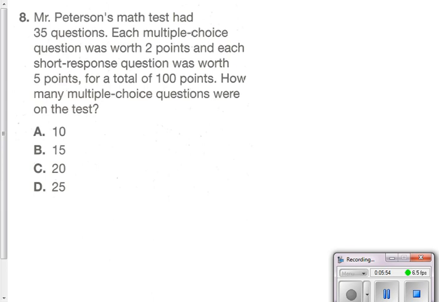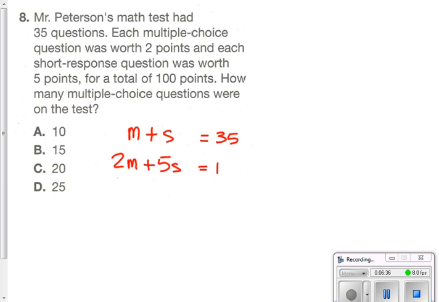With systems of equations, we need to come up with 2 equations. Example 8: Miss Peterson's math test had 35 questions. Each multiple choice question was worth 2 points and each short response question was worth 5 points, for a total of 100 points. How many multiple choice questions were on the test? Here's what we need to do. Come up with the amount of questions. The amount of questions is 35, made up of multiple choice plus short response. Next, we know it is 2 points per multiple choice plus 5 points per short answer, which gives us 100 points.